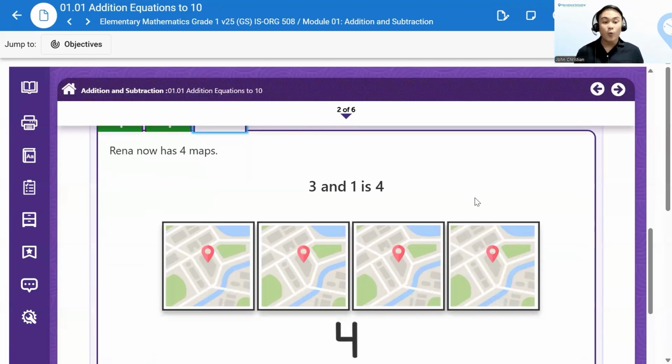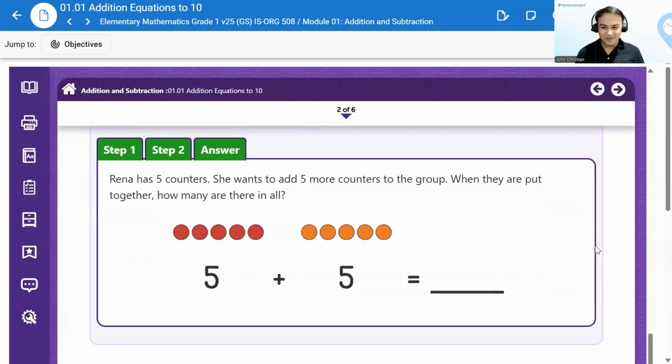Remember, little mathematician, when we are using the count on strategy, we're going to start from the bigger addend so that we will only add the smaller addend. For example, if we have 5 plus 1 equals blank, where should we start counting? Should we start counting from 5 or from 1? Very good. We should count from 5. So 5, 6. The answer for 5 plus 1 is 6. What a great job, little mathematician.